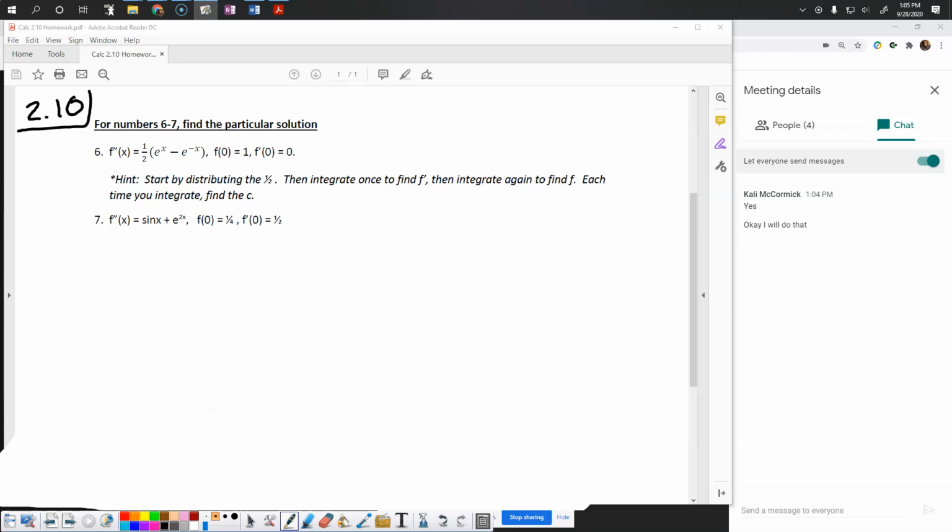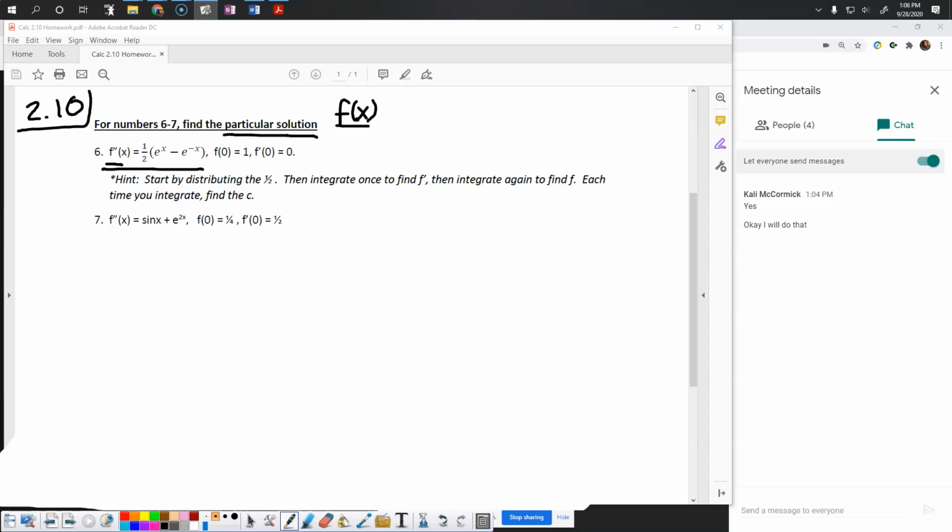So what I want you guys to notice here for number 6 is that they are giving us a second derivative, right? But it's asking for a particular solution. In other words, it wants to know what's the original function. So how do we go from a second derivative to an original function? Well, the answer is you need to integrate twice.